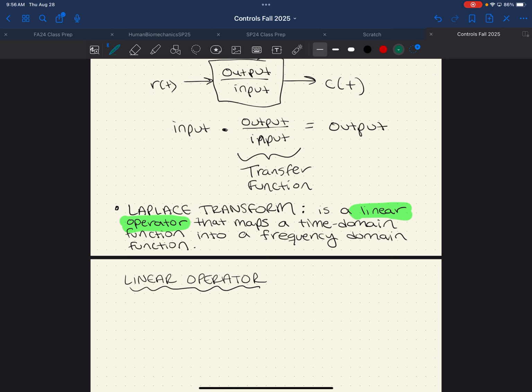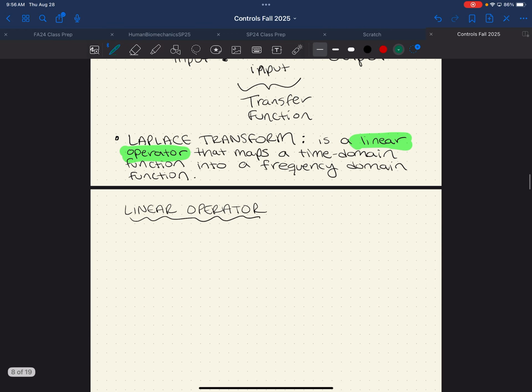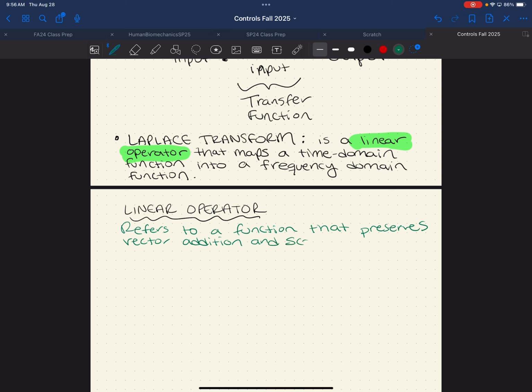Let's go into the math of it. Well, I'll talk about it. So a linear operator refers to a function that preserves vector addition and scalar multiplication.